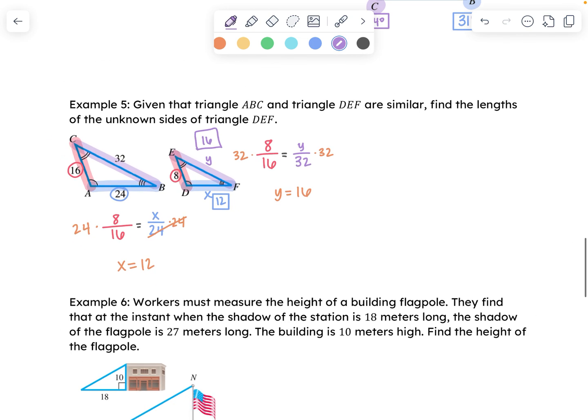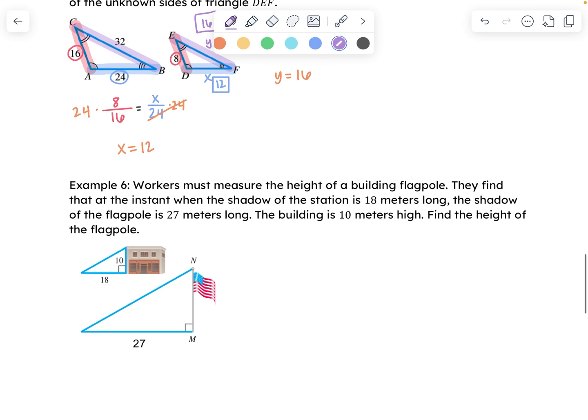This one's a word problem, a real world example. It says workers must measure the height of a building flagpole. They find that at the instant when the shadow of the station is 18 meters long, the shadow of the flagpole is 27 meters long. The building is 10 meters high. Find the height of the flagpole.